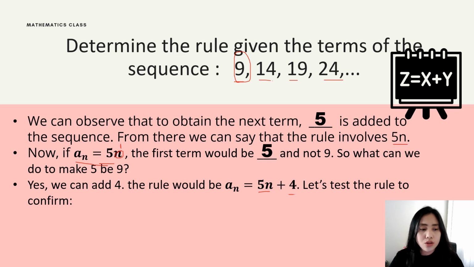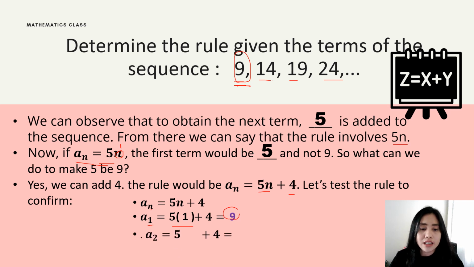Now, let's test the rule to confirm. A sub n is equal to 5n plus 4. The first term is 9. So, to get the first term, we replace n by 1. So, it will be 5 times 1 plus 4. 5 times 1 equals 5. Plus 4 equals 9. Parehas ba ng given first term? Yes, tama. Tingnan naman natin sa second term.